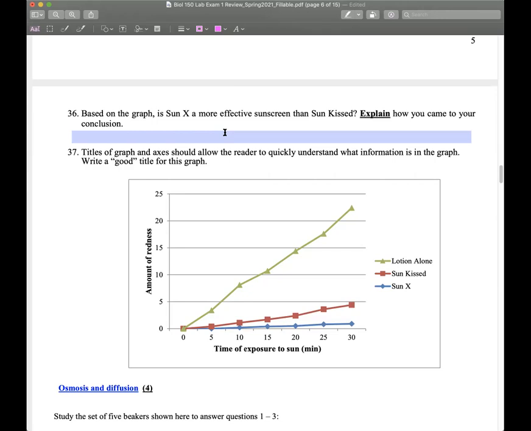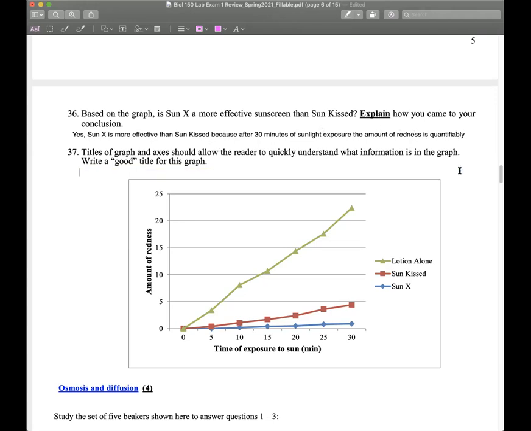I think it would be, yes, it is more effective, because the amount of redness goes from 0 to 25. So you can see that after 30 minutes in the sun, Sun-Kissed says that the amount of redness on the skin is at a level 5, compared to Sun X, which is still probably at like a 2. So it means that the skin is less red with Sun X. I guess let's say quantifiably less. I guess it cut off the last part of it.